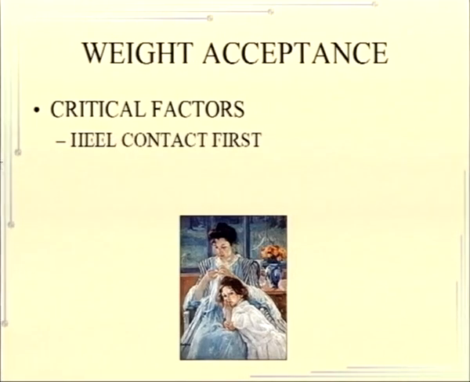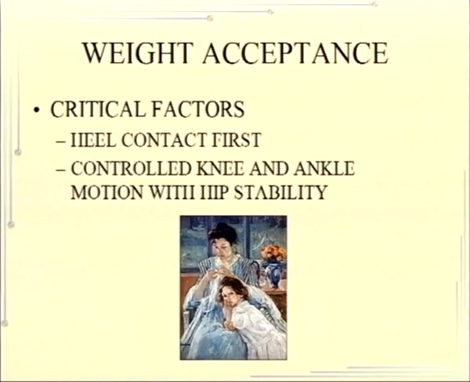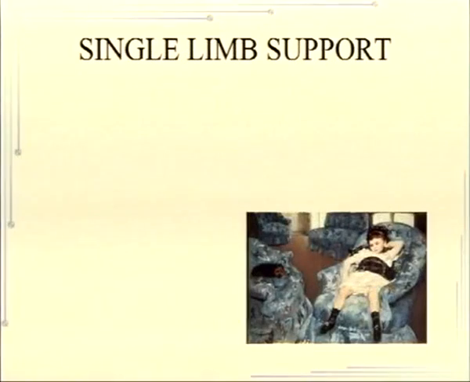energy-efficient gait pattern. And then controlled knee and ankle motion with hip stability is important, because at that point you want to be able to progress to the next stage of gait, where you're putting all your weight on the single limb. So you have to be able to control the forces around the ankle during the weight acceptance phase.